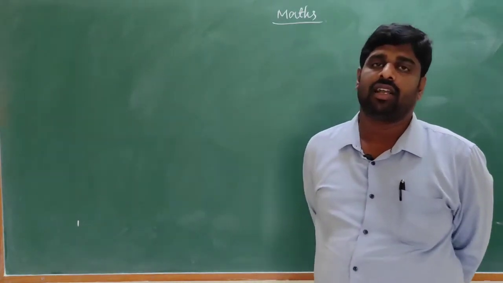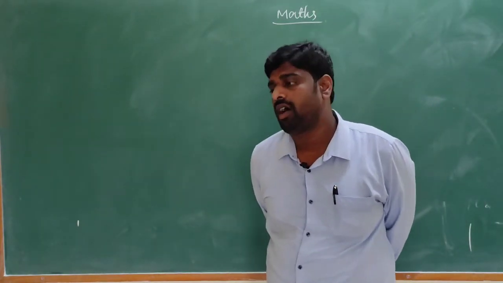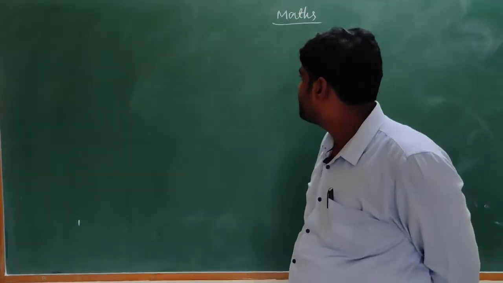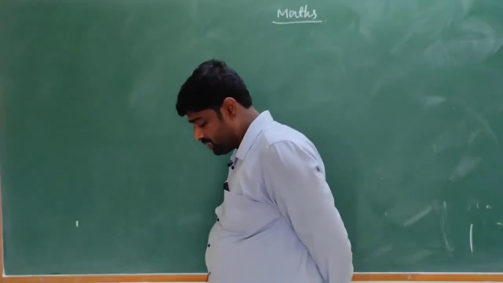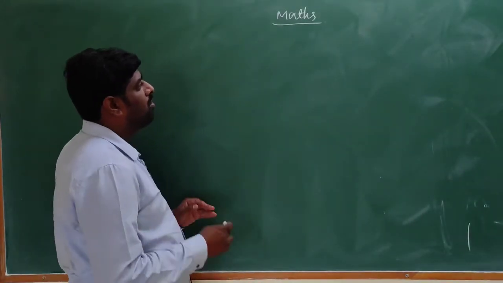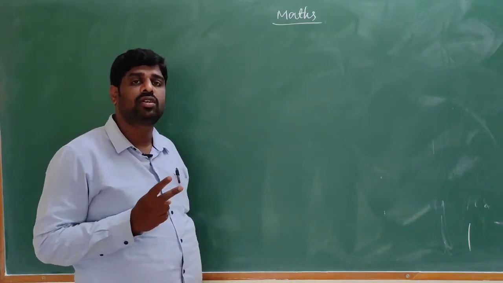In the last session, we already discussed the vector joining two points and some important note points. In this session, we have to discuss the collinear condition. They will give one question with two vectors, and we have to show that they are collinear.